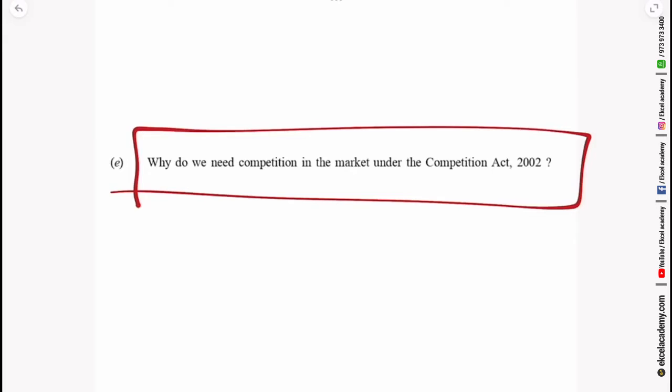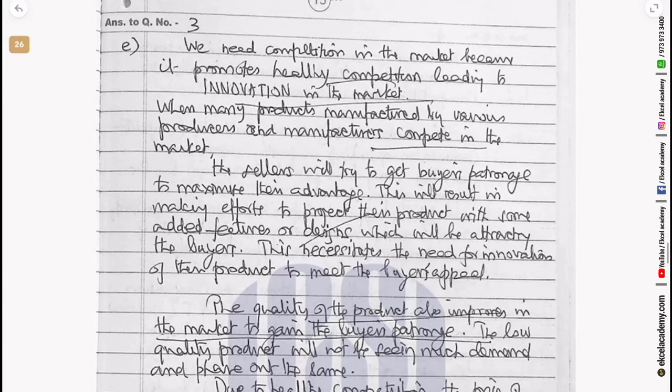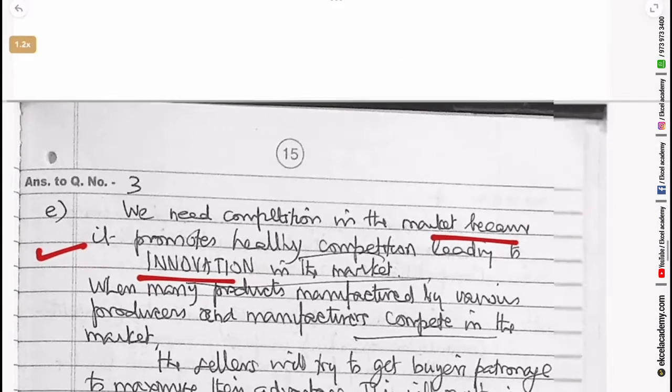Why do you need competition in the market? So it's a general thing, directly to the point. We need competition in the market to promote healthy competition, and lead to innovation in the market. See here, the important word has been written in capital letters.